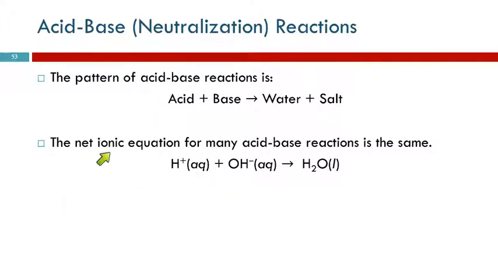The net ionic equation for many acid-base reactions is going to be the same. Hydrogen ion and hydroxide ion make water. The reason for that is the other ions in the acid and the base form this salt, which is soluble, and so they end up being spectator ions.